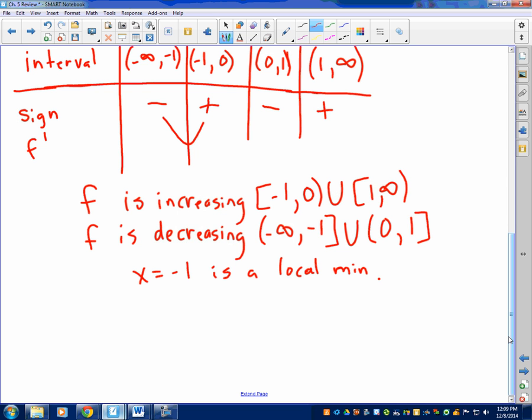Now, at x equals 0, it looks like it could be a max, but it's not because 0 is not in the domain of the original. So although we have the sign change here, 0 is not a max. And then here, x equals 1 is a local min as well. So that gives us increasing, decreasing, and our min.